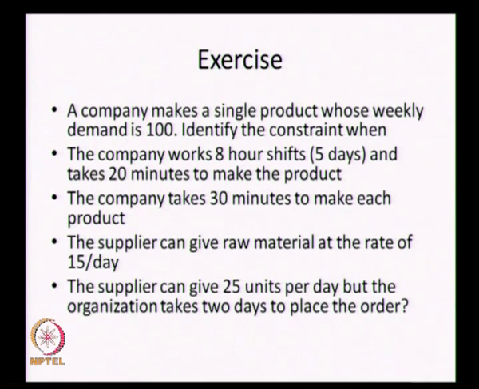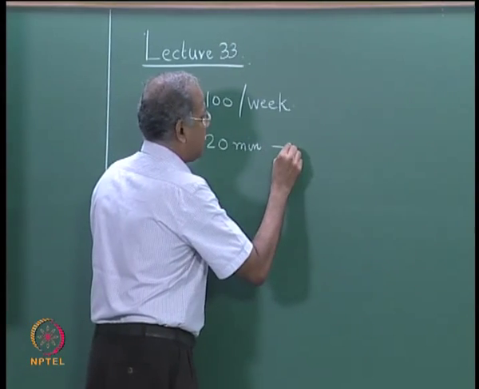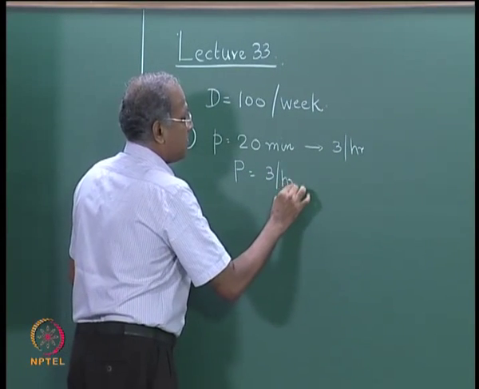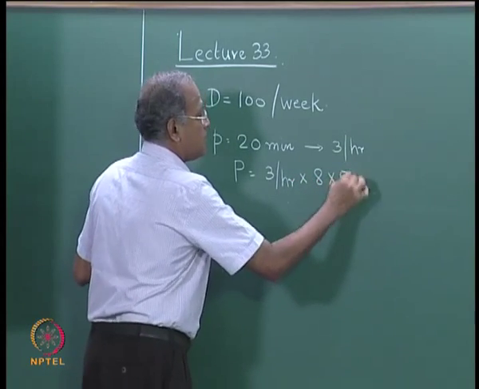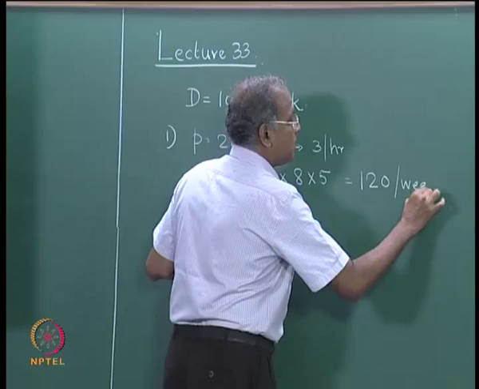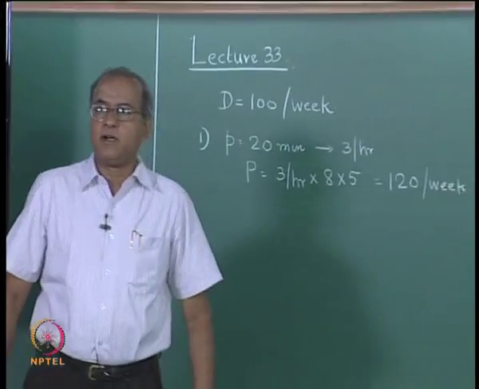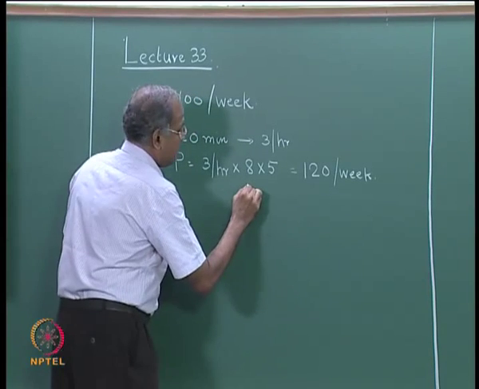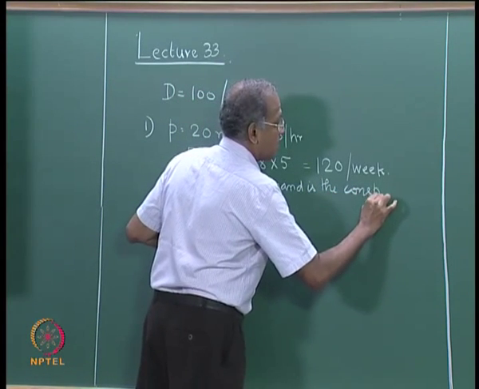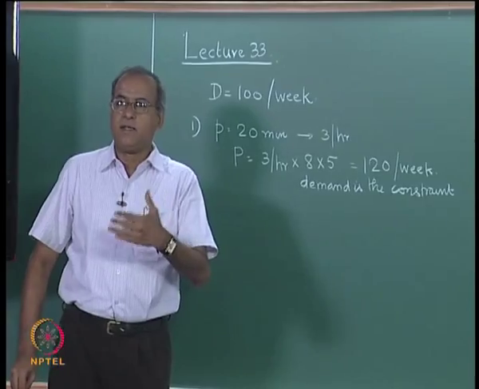We look at the first one, when the company works 8-hour shifts 5 days and takes 20 minutes to produce. It can produce at the rate of 3 per hour, and production capacity P will be 3 per hour into 8 hours per day into 5 days per week, which gives a production capacity of 120 units per week. Now the production capacity is 120 units per week, but the demand is 100 units per week. So demand is the constraint, which prevents us from making 120 per week and selling them.